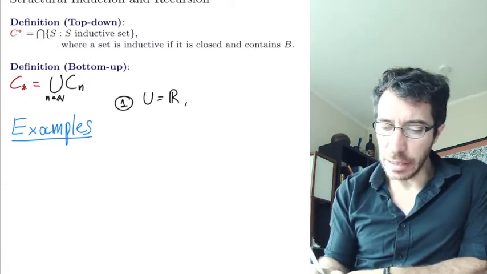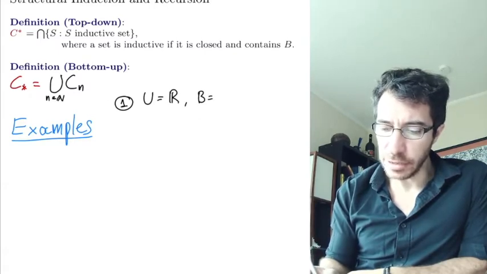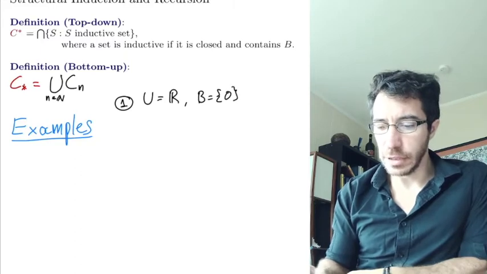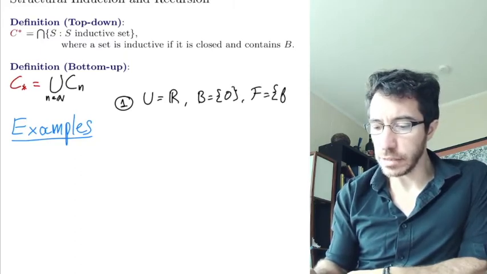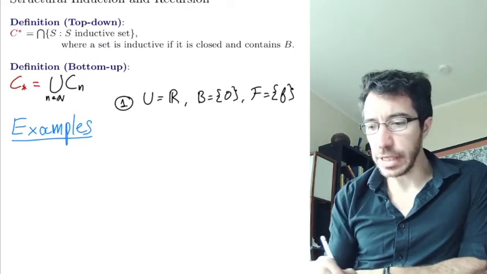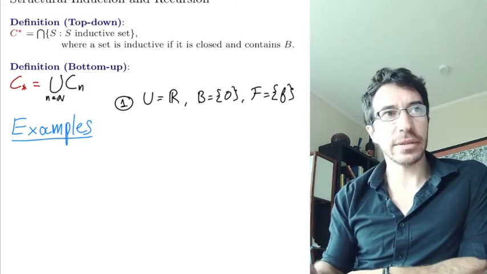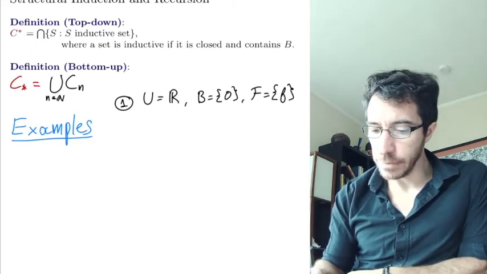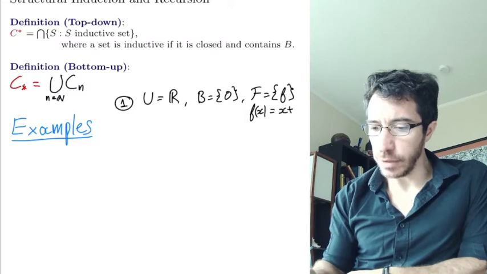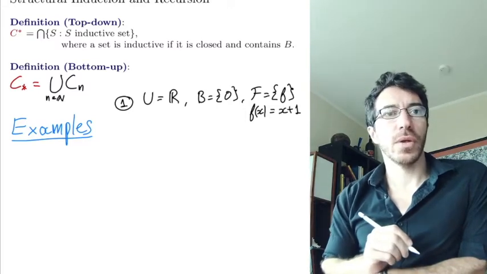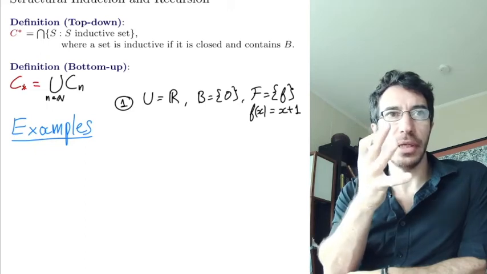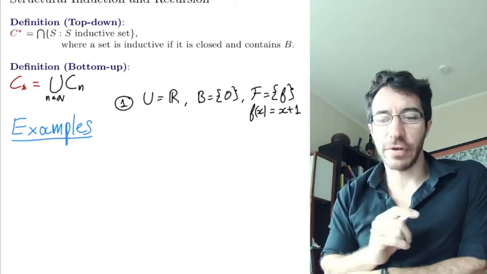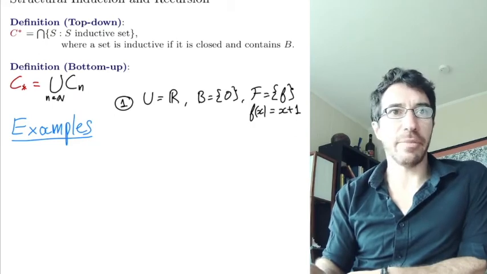And B contains the element only 0. And F contains only one function, in this case. What this function does is it takes an element x and returns x plus 1. Okay, so what is the closure of B, so only 0, using the function f plus 1?